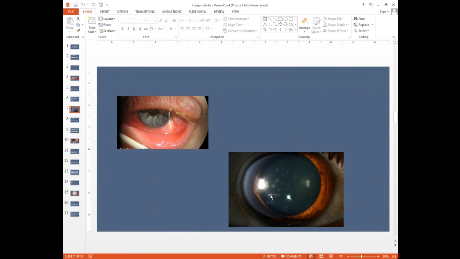The bottom photograph shows little pinpoint infiltrates on the cornea, in patients with adenoviral conjunctivitis in particular. These little spots can lead to blurred vision. The patient may complain of reduced vision, but with typical bacterial conjunctivitis, they don't get blurred vision. They don't usually get any change in their actual visual acuity.